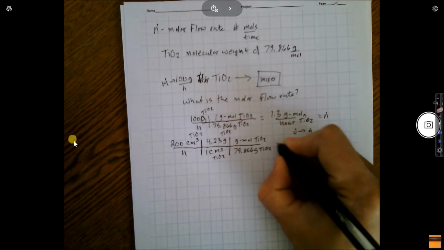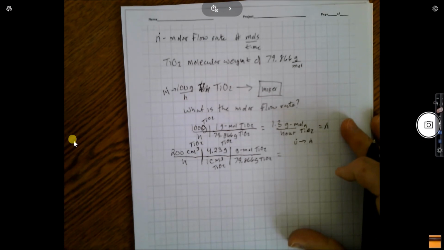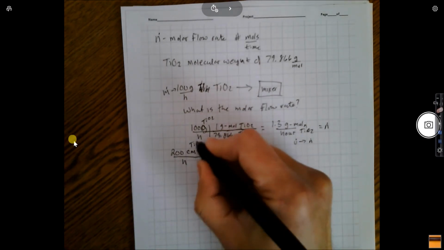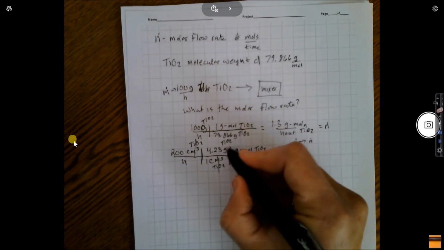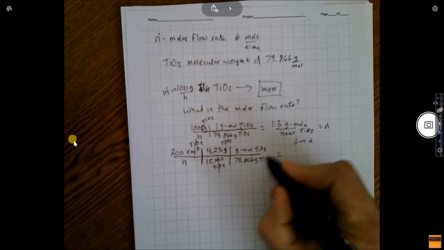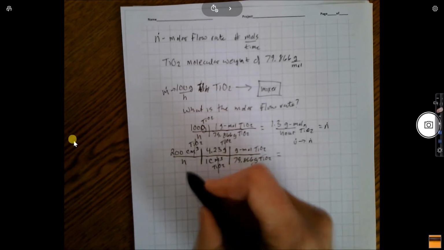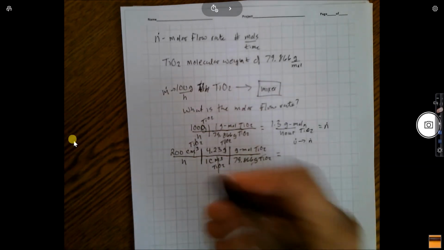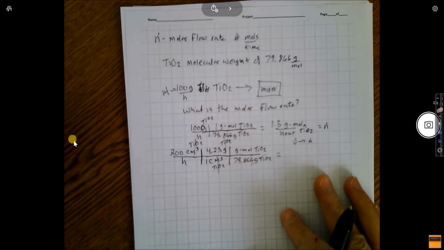So here we go. Let's do a quick inspection of what we're doing. We have centimeters cubed of TiO2, which cancels out. Grams of TiO2 cancels out. So we're left with gram moles of TiO2 and hours, so we're left with moles per time. So that is the definition of molar flow rate.